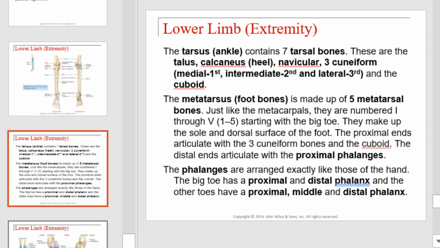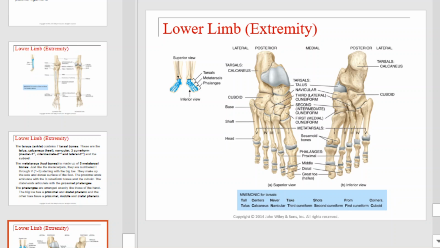The proximal ends articulate with the 3 cuneiform bones and the cuboid. The distal ends articulate with the proximal phalanges. The phalanges are arranged exactly like those of the hand. The big toe has a proximal and distal phalanx, and the other toes have a proximal, middle, and distal phalanx. This diagram will provide you with a detailed look at the foot and ankle. Take a moment to familiarize yourself with each labeled structure.